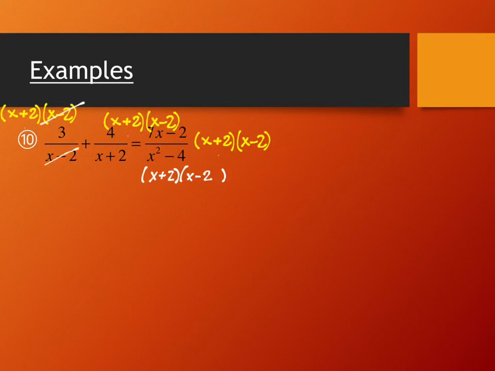But you'll notice that the x minus 2's cancel, which leaves me with the x plus 2 times my 3. Here you'll notice that the x plus 2's cancel, which leaves me with the 4 times the x minus 2. And over here you'll recognize that the entire denominator cancels, leaving me with the original numerator that's on the right, 7x minus 2.